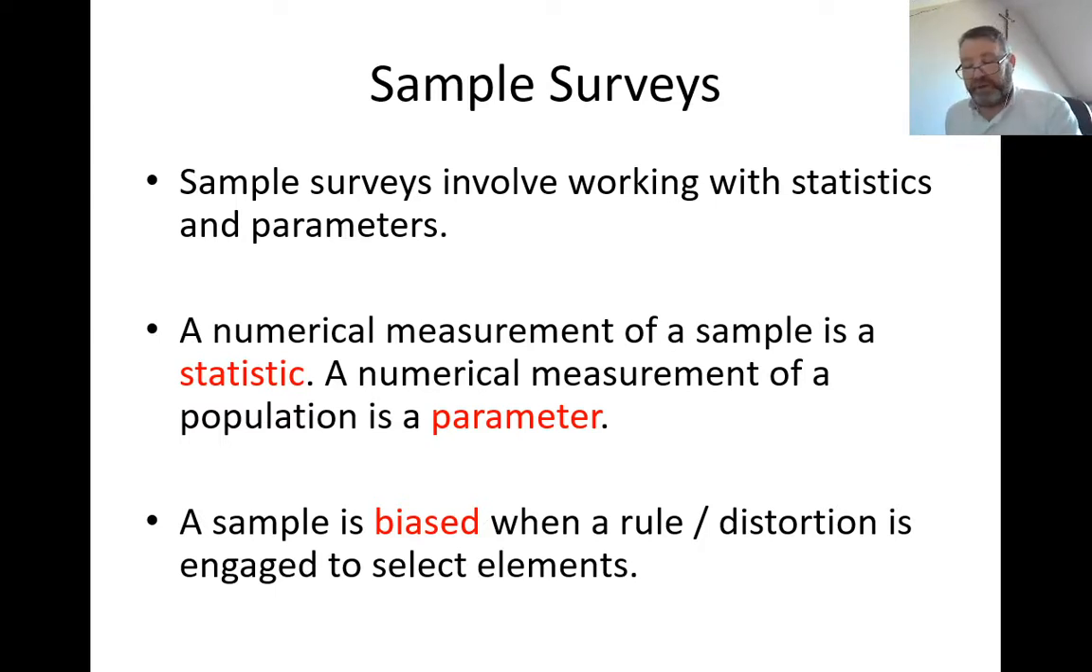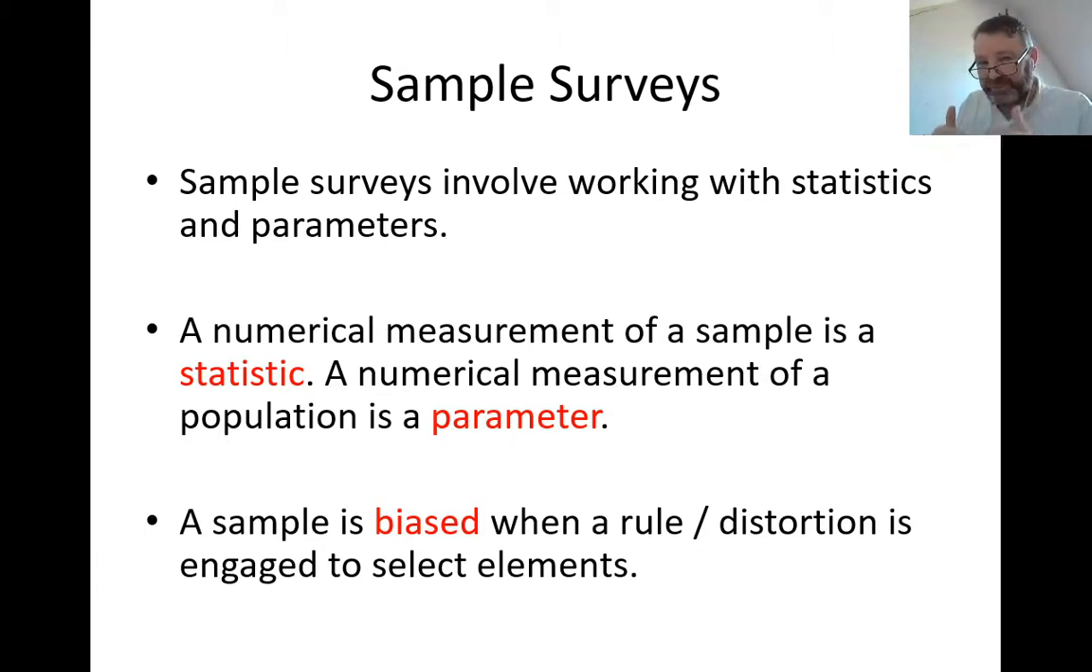So a sample is biased when a rule or a distortion is engaged to select elements. For example, say you line up all your students, but you line them up boy, girl, boy, girl, boy, girl, and you say, right, I'm going to take every second student. Then you're going to end up with all girls. So you've already put a rule in by lining them up boy, girl, boy, girl, and selecting every second one. And that distorts what you actually get as your sample.